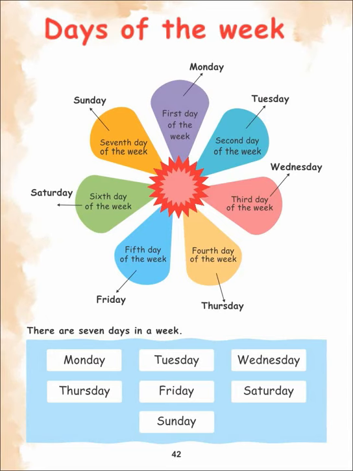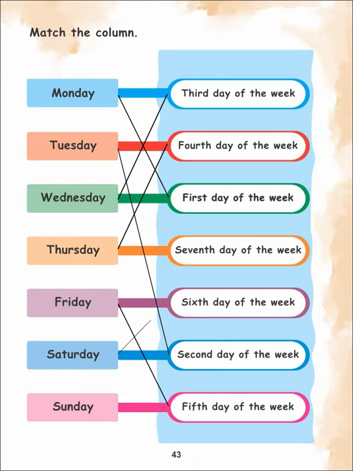Match the column. Monday, first day of the week. Tuesday, second day of the week. Wednesday, third day of the week. Thursday, fourth day of the week. Friday, fifth day of the week. Saturday, sixth day of the week. Sunday, seventh day of the week.